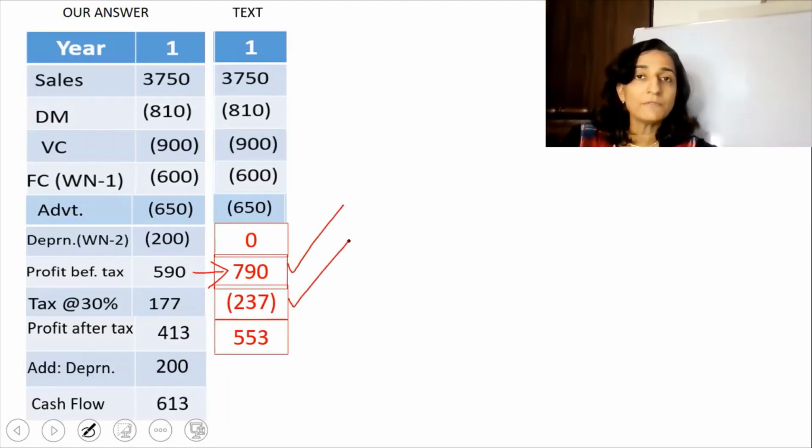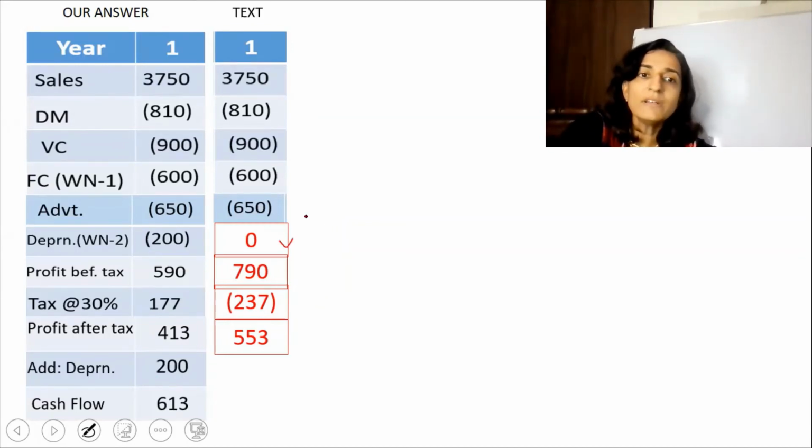They get 553. And in the next line, they don't need to add back depreciation like we did, because they have not deducted depreciation. But the one thing that they have to consider is the tax savings on depreciation, because depreciation is an admissible expense. And when you reduce depreciation, you get a 30% tax benefit on that depreciation.